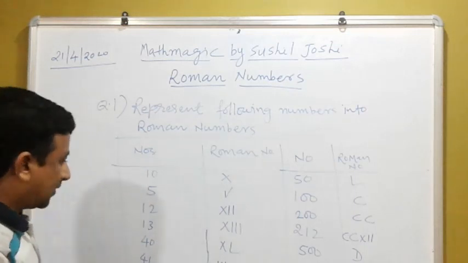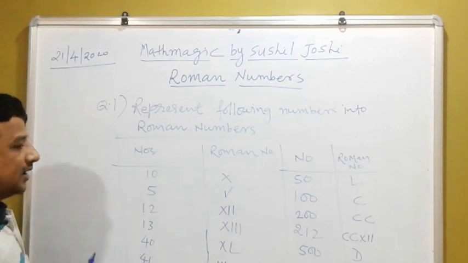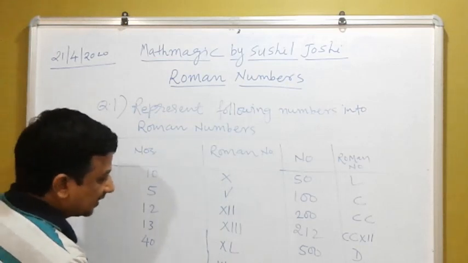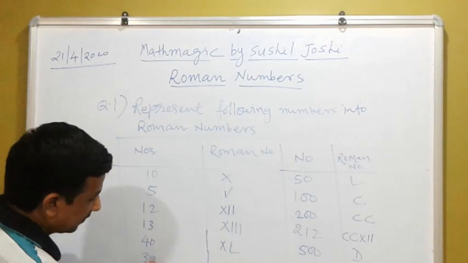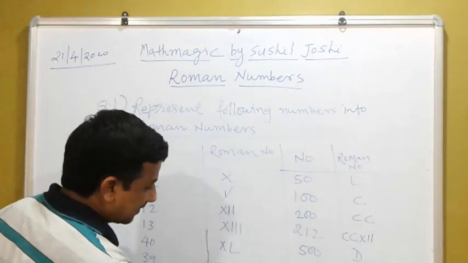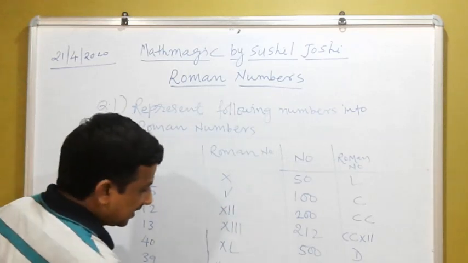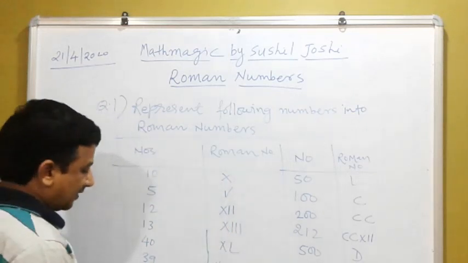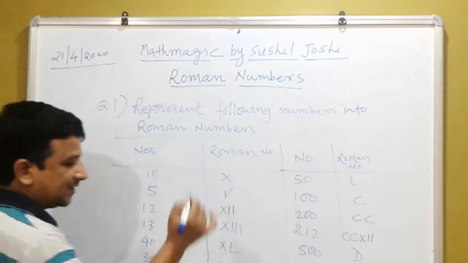Again, one of the most important questions. Now this is 30. Suppose anyone asks you, write 39. Suppose I write here 39. This is 40. What I told you, in rule 1 you use X maximum 3 times. So write X 3 times, and for 9 we write IX. So how do we represent 39? 30 means 3 times X and IX means 9.